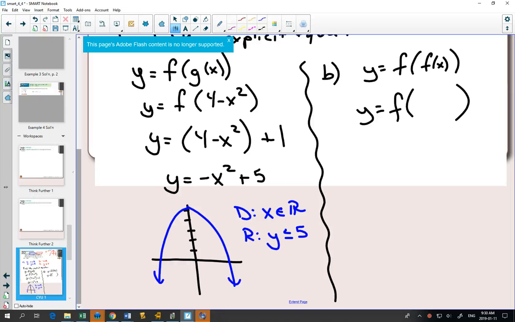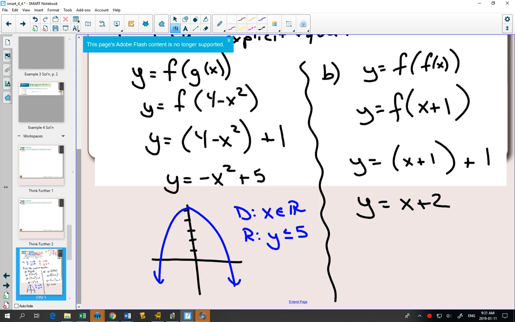So when I have y equals f of x, what's f of x equal to in this case? X plus 1. Okay? What does the function do to whatever you put in? It adds 1. So if I put in x plus 1, I will add 1 to that, and I will just get x plus 2.